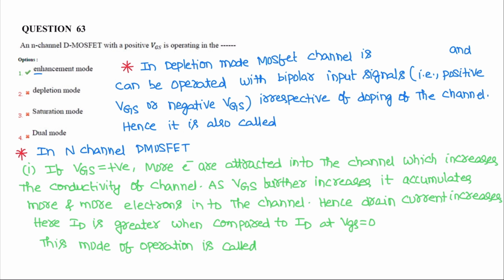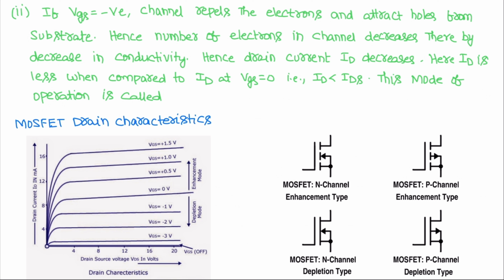Question number 63. An N-channel depletion MOSFET with positive VGS is operating in the. Generally, a depletion MOSFET has two modes of operation, enhancement mode and depletion mode. These are the two different modes of operation with a depletion MOSFET. A depletion MOSFET can operate in enhancement mode if VGS is positive, or VGS greater than 0. If VGS is negative, then the depletion MOSFET operates in depletion mode.